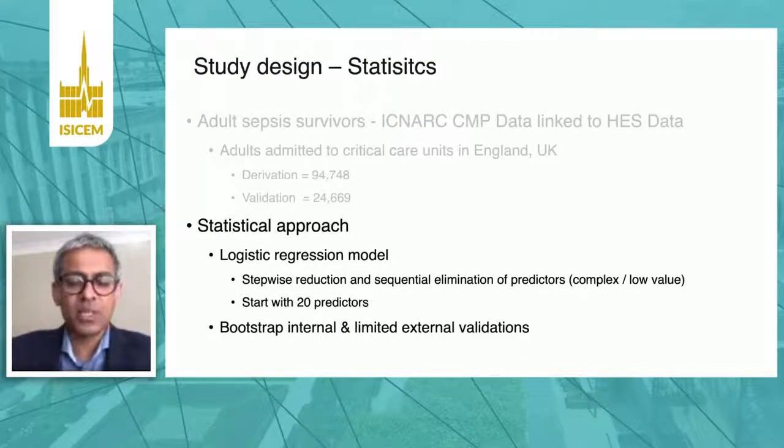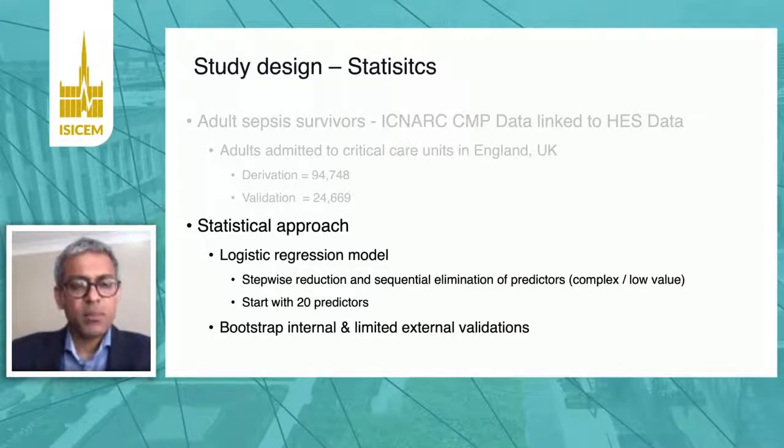The goal here was to develop a simple, feasible prognostic score for predicting risk of these two adverse outcomes in sepsis survivors. We started off with 20 predictors and ended up with 8 globally feasible predictors, which I'll come on to in the next slide. Importantly, we did both bootstrap internal validations and limited external validation using the 25,000 patient cohort.